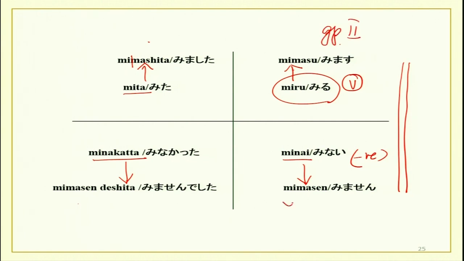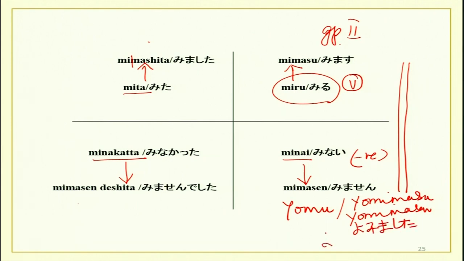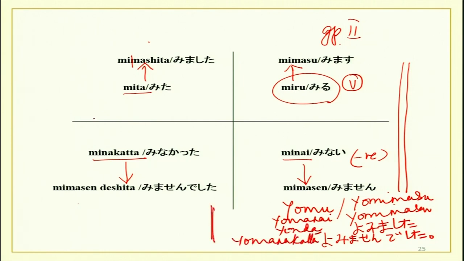You can do the same with yomu. So, yomimasu, yomimasen, yomimashita, and yomimasen deshita. Yomu, yomanai, yonda, and yomanakatta. In exactly this manner. So you can use any verb from group 1, this is group 1, or any verb from group 2 and make masu forms.